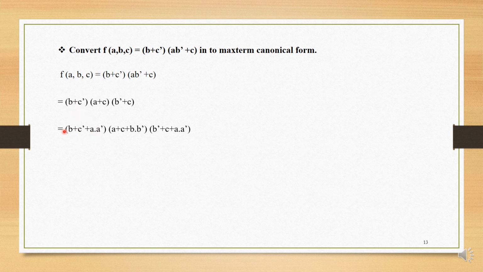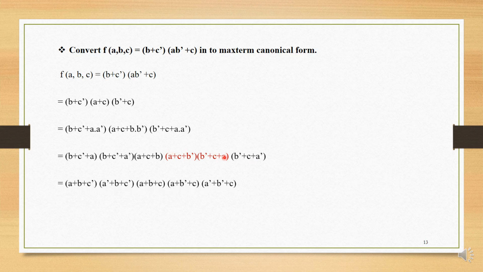Next, applying the distributive law, you can arrive at the expression (b plus c bar plus a) dot (b plus c bar plus a bar) dot (a plus c plus b) dot (a plus c plus b bar) dot (b bar plus c plus a) dot (b bar plus c plus a bar). Now you can see that two sum terms are the same. So by applying the postulate x dot x equal to x, you arrive at the expression as shown here, which is a Maxterm canonical form.